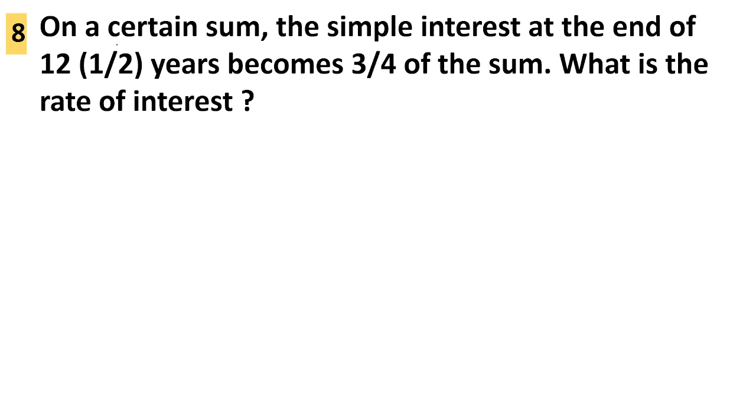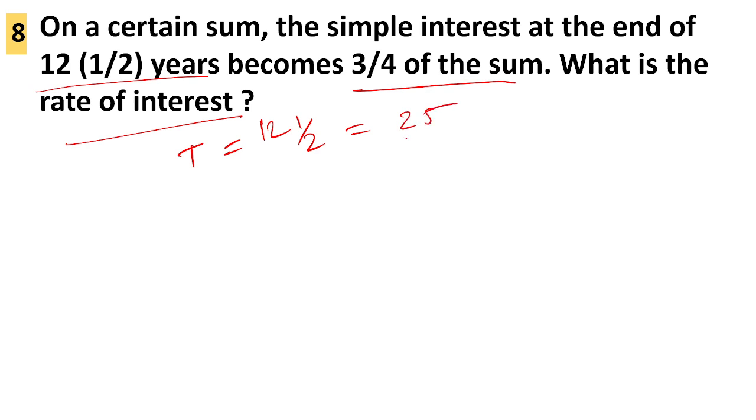On a certain sum, the simple interest at the end of 12 and a half years becomes 3 by 4th of the sum. Here we have to consider something and add this. What is the rate of interest? They first mention T as 12 1 by 2, which I can write as 25 by 2. 12 into 2 becomes 24 plus 1 by 2. So T will be 25 by 2, and the interest becomes 3/4 of the sum.